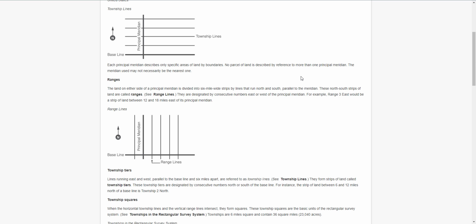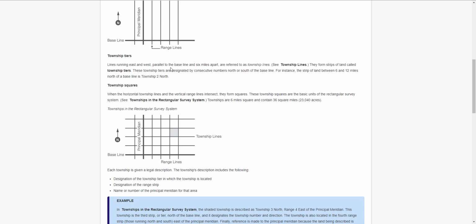Strips parallel to the meridian. These north-south strips are called ranges. So these are the township lines. East to west parallel, 6 miles apart, and 6 miles apart. They form strips of land called townships.